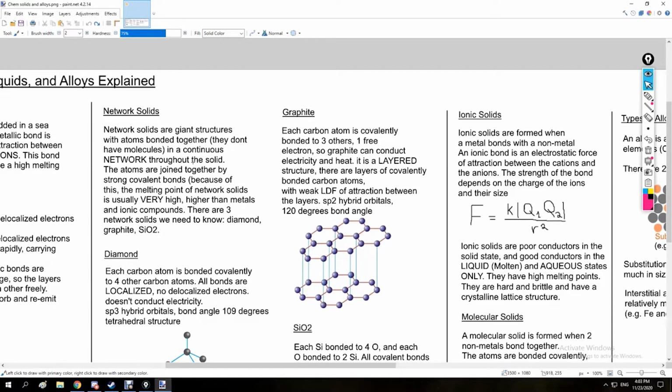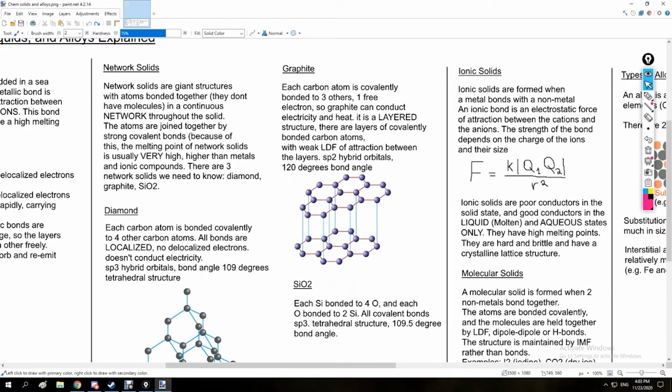There are three network solids we need to know: diamond, graphite, and SiO2. Diamond and graphite are both different arrangements of carbon. We'll start with diamond. Each carbon atom is bonded covalently to four other carbon atoms. All bonds are localized, which makes diamond extremely hard, the hardest substance known to man, but there are also no delocalized electrons, and because of this, diamond does not conduct electricity.